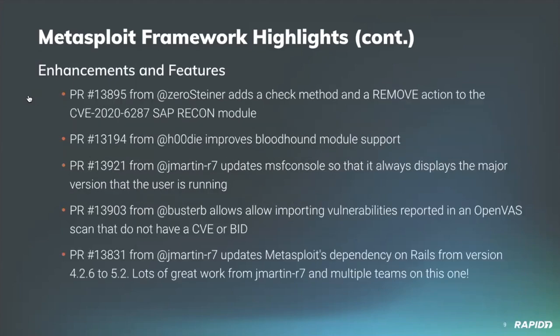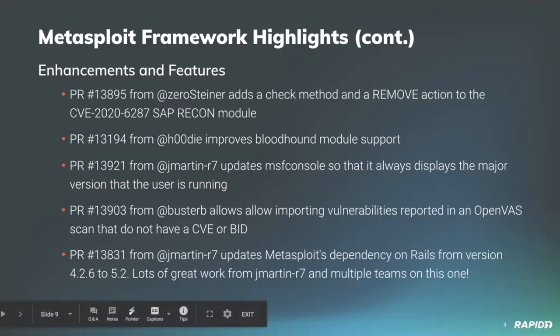And then we had quite a few enhancements and features. I updated the SAP recon module so that we could have a check method and a remove action, so that the module could be utilized to add and remove accounts. Hoodie improved the BloodHound module support. This included multiple fixes, one of which updated the binary that was shipped with Metasploit to SharpHound version 3, I believe is the latest. Jay Martin from Rapid7 updated the MSF console to always display the major version. That allows all of the new users that are running the latest MSF 6 to know they are running Metasploit 6.